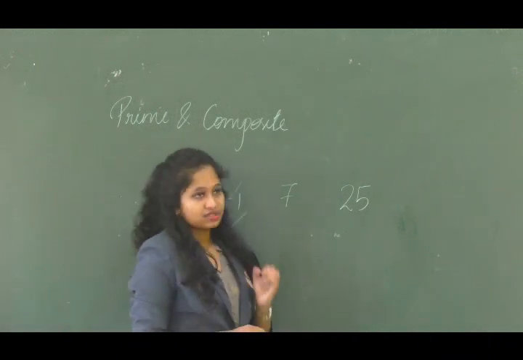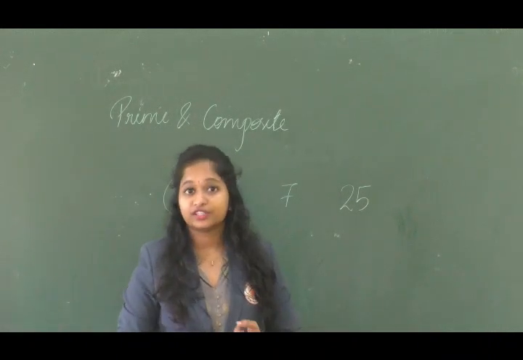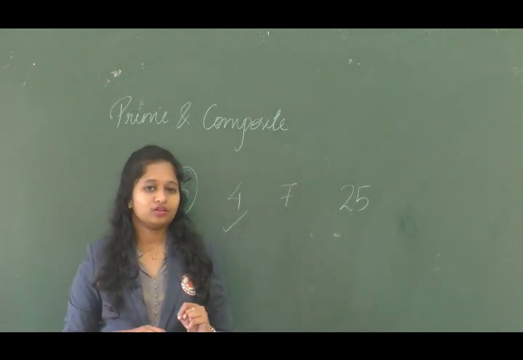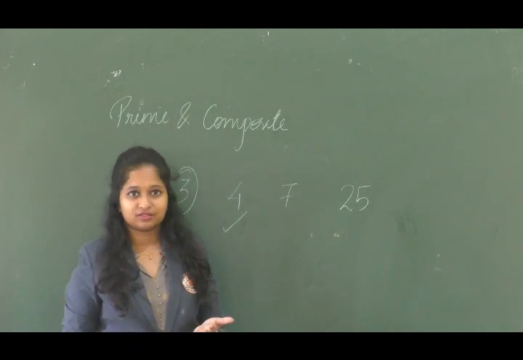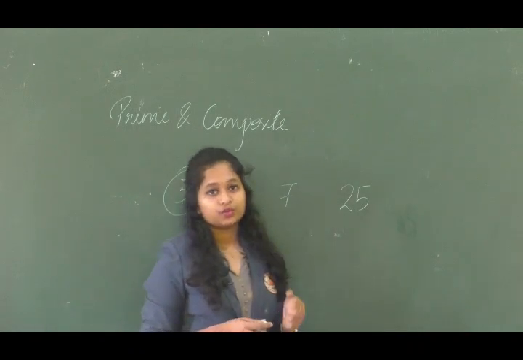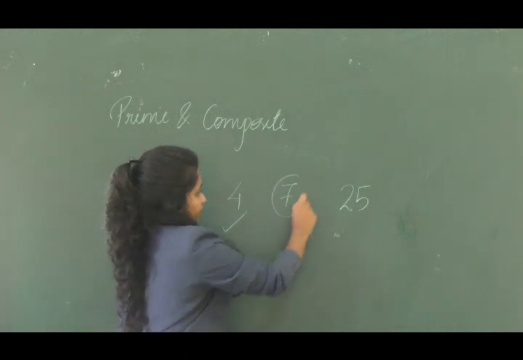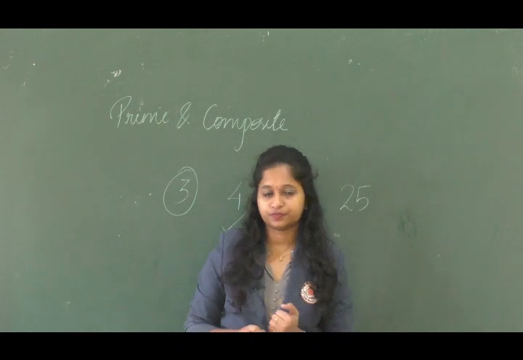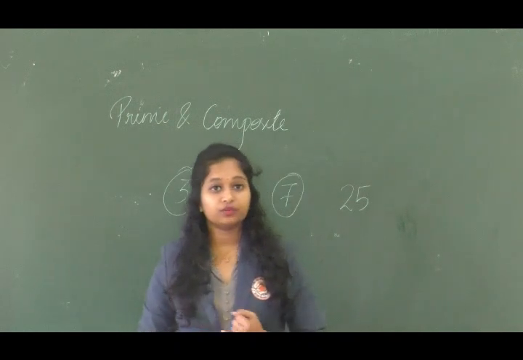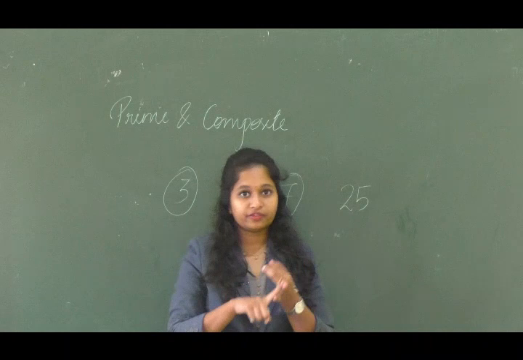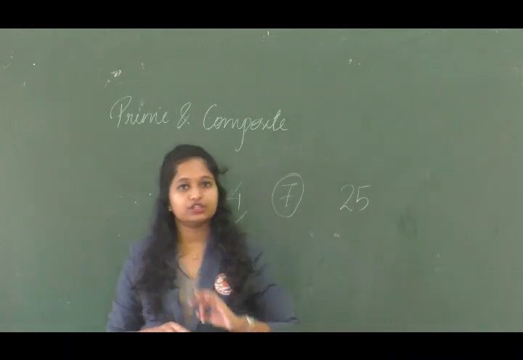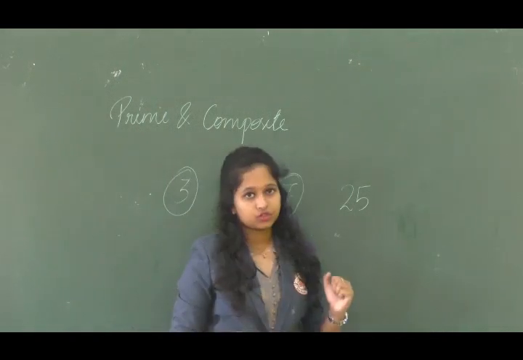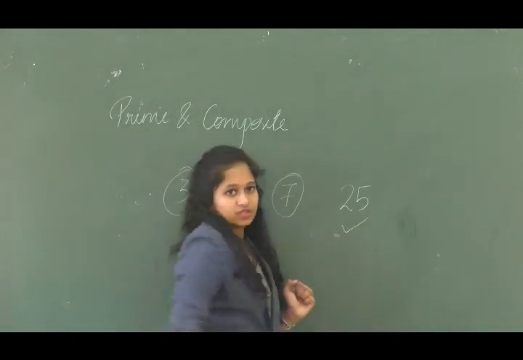Okay? Next, 7. What are the factors of 7? 1 and 7 alone. No other factors. Yes? So 7 is a prime number. Next we have 25. Factors of 25 are 1, 5 and 25. There are 3 factors. So 25 is a composite number.